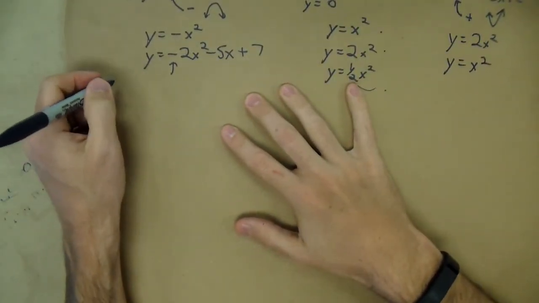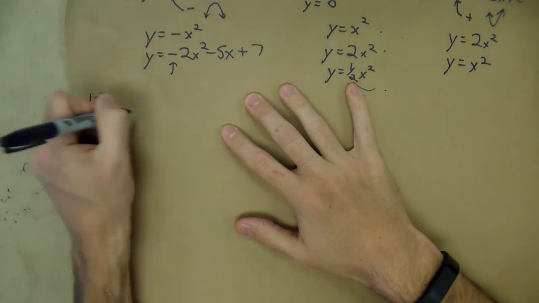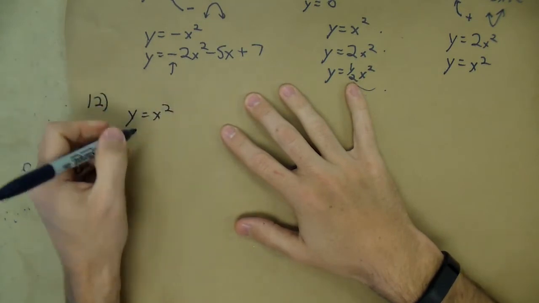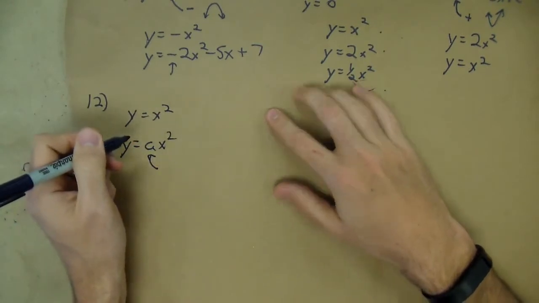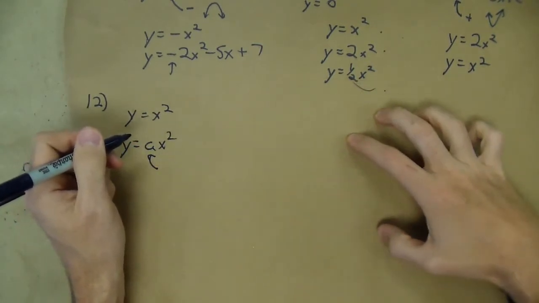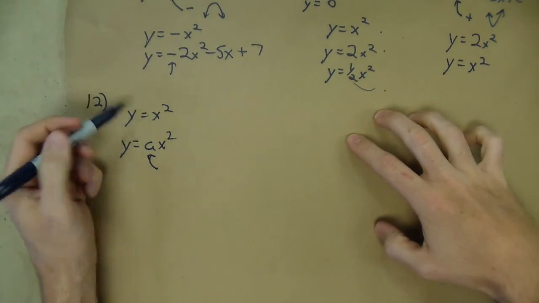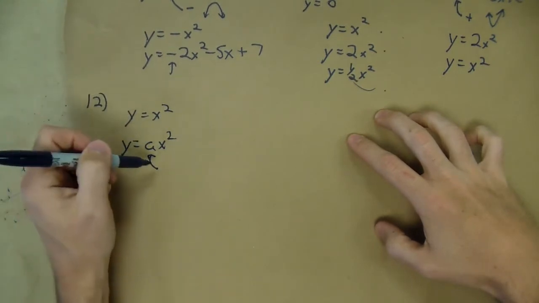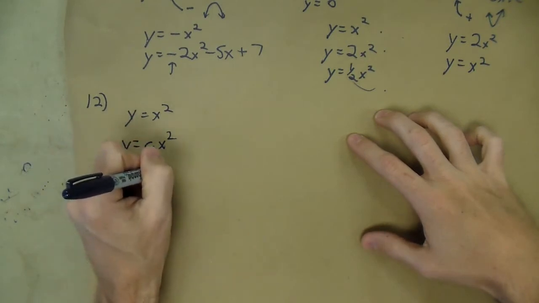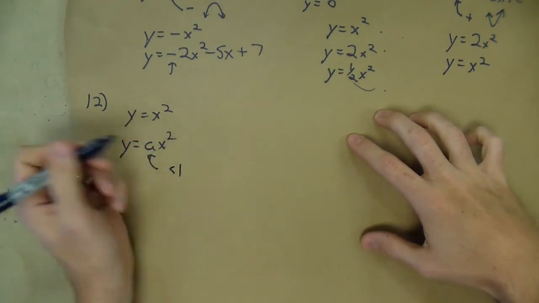Number 12, the graph is wider than the graph of y equals x squared. So we want something ax squared where our a value makes it wider. Now the smaller the coefficient value is relative to 0, because it gets closer to 0, the wider it's going to get. So we just need this to be less than 1.